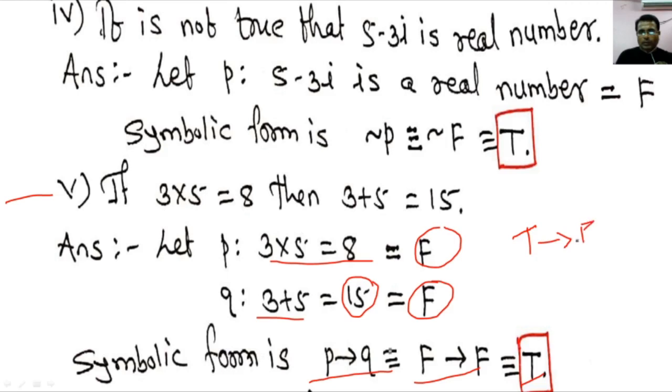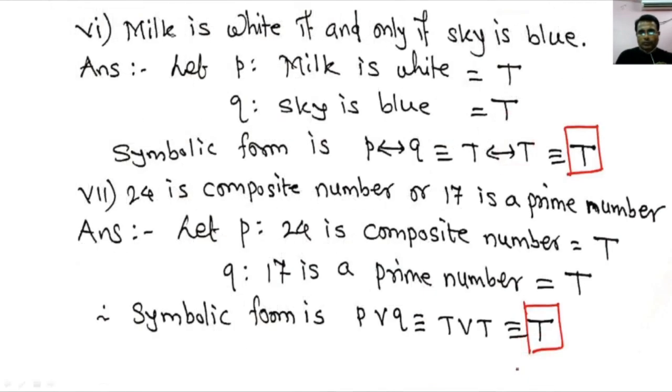If this happens, then only the resultant is false. For all other combinations, implication is always true, that's why this is true. Next, milk is white if and only if sky is blue.